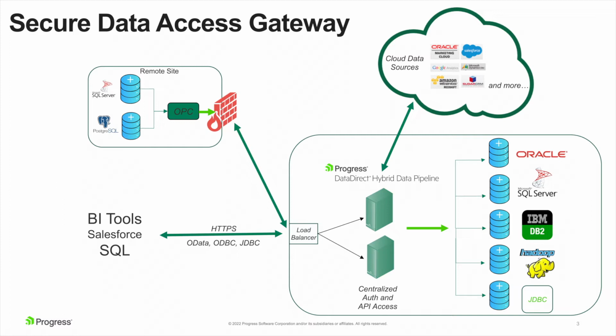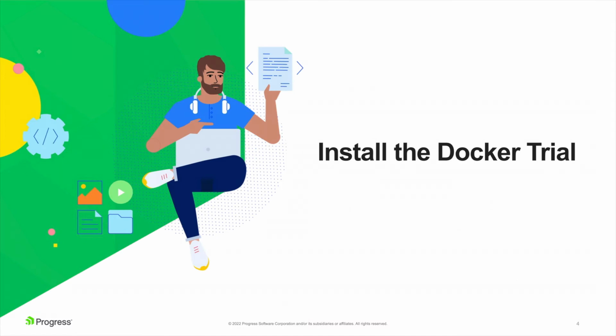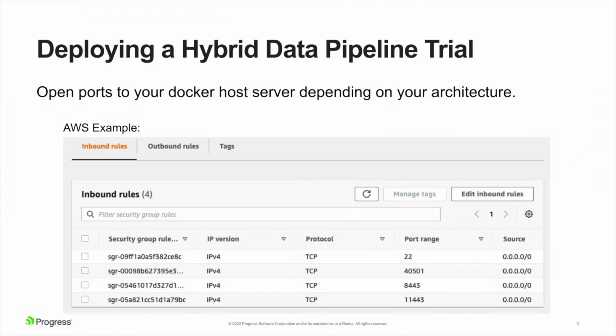And then all of this can be accessed on the front end of those servers through HTTPS using OData, which is the REST API, as well as ODBC or JDBC. All that runs over HTTPS, either through a load balancer or, in this demo, we're actually going to just terminate SSL directly on the HTTP servers. So let's take a quick look at what installing the Docker trial requires.